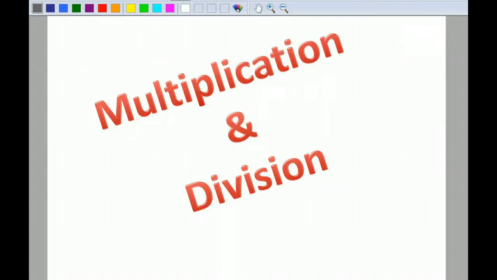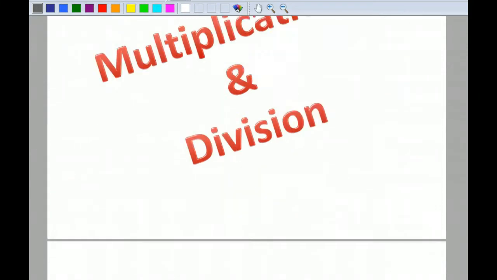Okay, now we're on to multiplication and division. These are going to work the same. Once again, we are going to be using the inverses, and multiplication and division are inverses of each other. So whenever the problem uses multiplication, you're going to be using division to undo that operation.